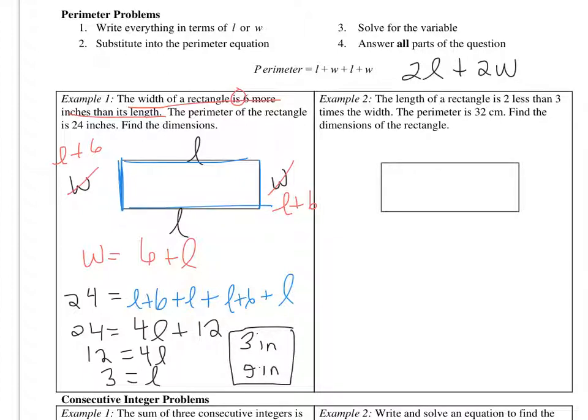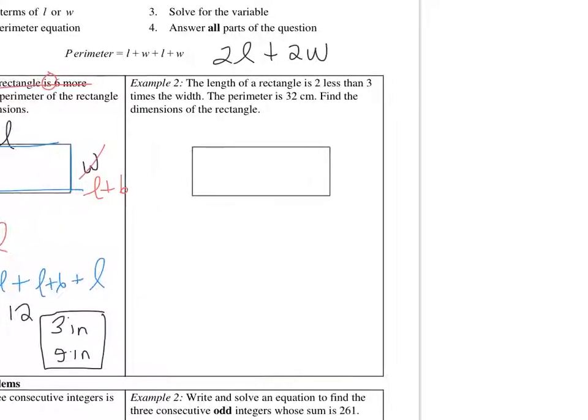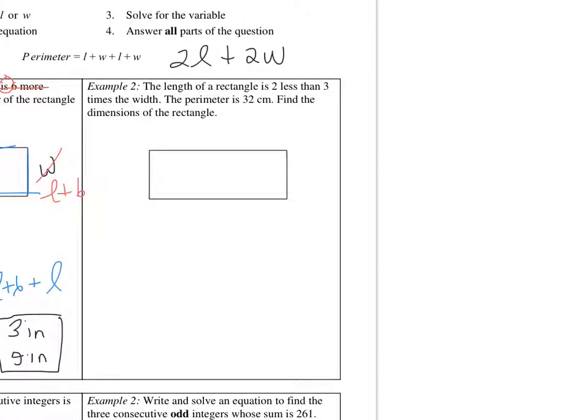So I'm going to do the same thing with this one over here. So I put L, L, W, W, and then I have the length is 2 less than 3 times the width. Remember, if it's 2 less, you put minus 2 at the end. So in this case, I have L written in terms of W. So I'm going to cross off the L and write 3W minus 2.